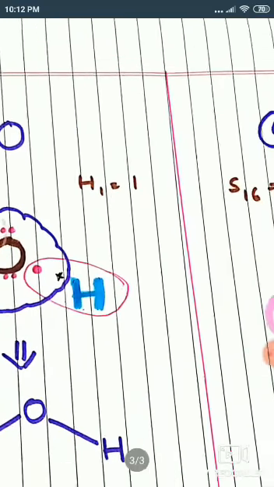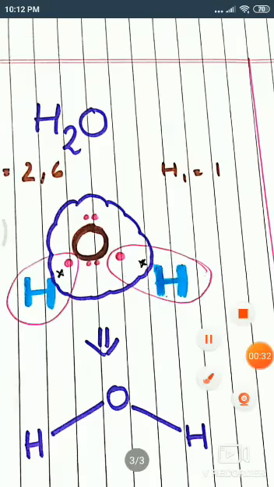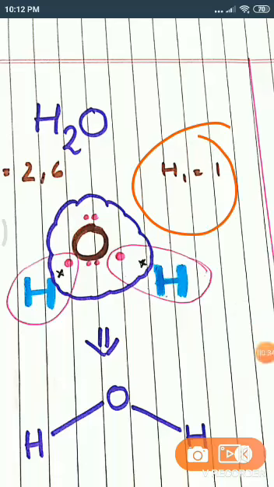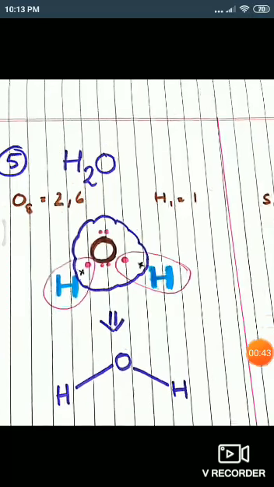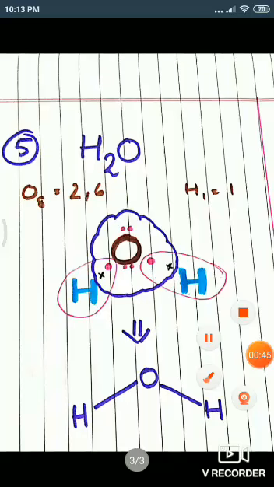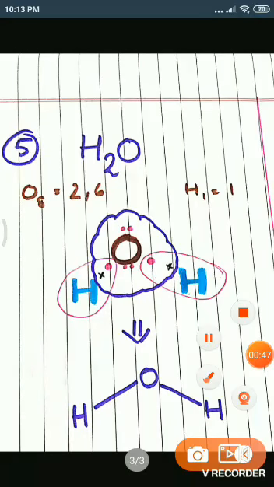Yes or no? Hydrogen, you have written the electronic configuration. Correct? Next step. What is the next step? Drawing the electron dot structure. So again, what you have to keep in mind? You have to keep in mind where you have to position your electrons.